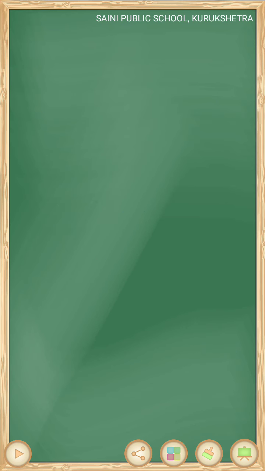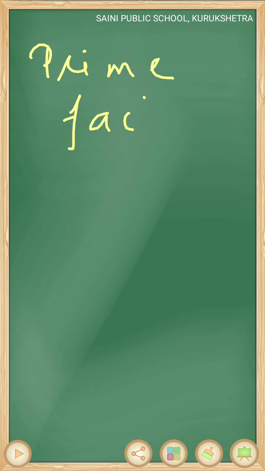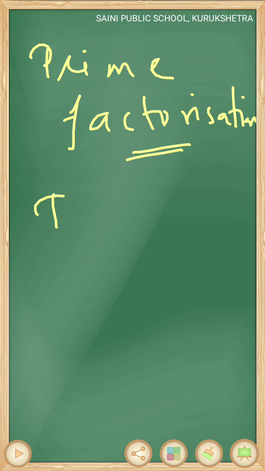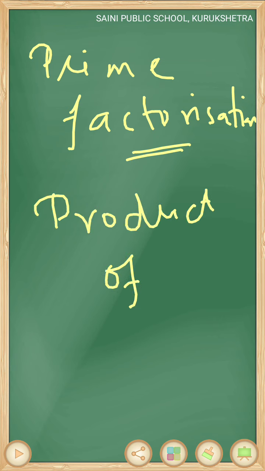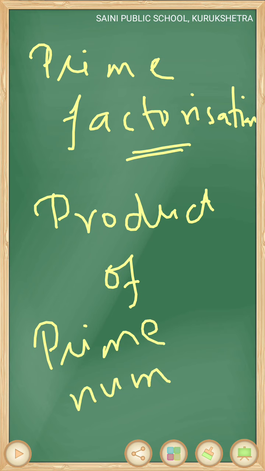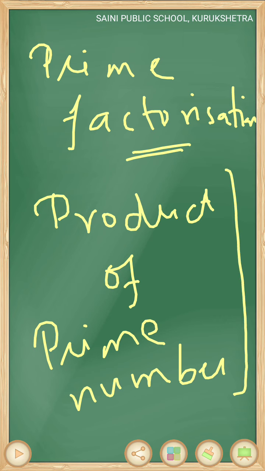First of all, we will discuss what is the meaning of prime factorization. Prime factorization means expressing a number as a product of prime numbers. Expressing a number as a product of prime numbers means when we write a number as a product of prime numbers, it is called prime factorization.